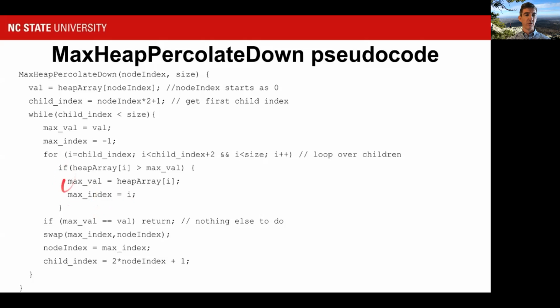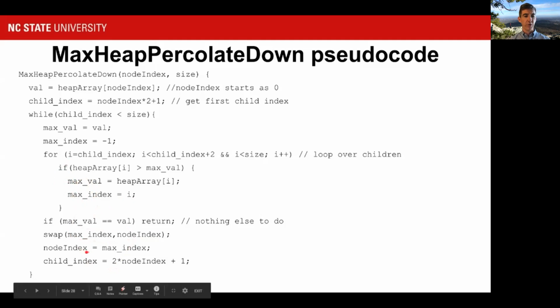And then after we get through this loop, we know which child was the biggest child, and we do a swap. And we swap the child and the node. And this pushes our value down the tree. Or in other words, it pushes the children that are larger up the tree.